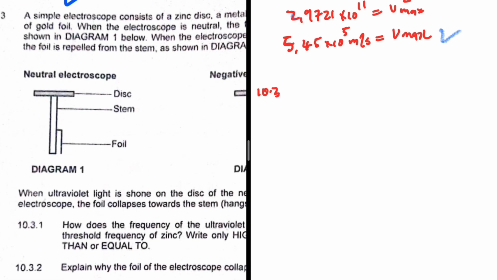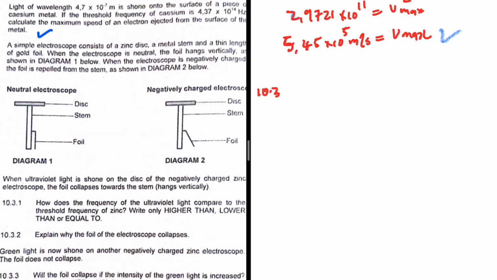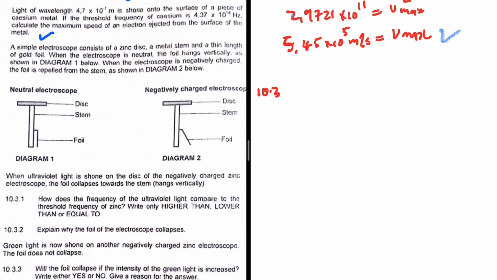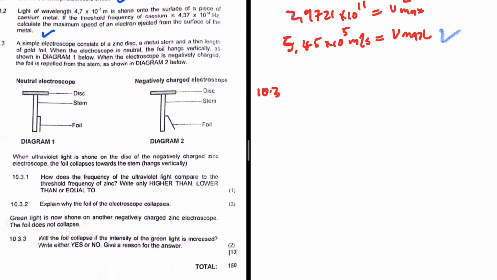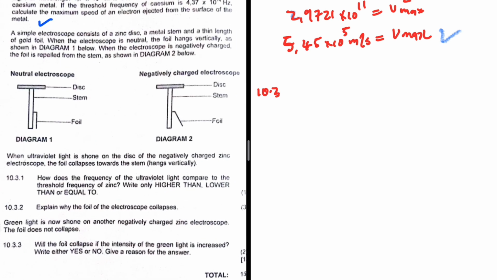When the electroscope is negatively charged, the foil is repelled from the stem, as shown in diagram 2. So when it is negatively charged, it gets repelled a bit. When ultraviolet light is shone on the disc of the negatively charged zinc electroscope, the foil collapses towards the stem and hangs vertically. We're going to talk about why that is so in a moment.